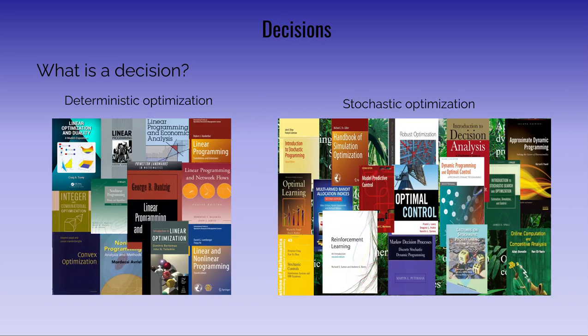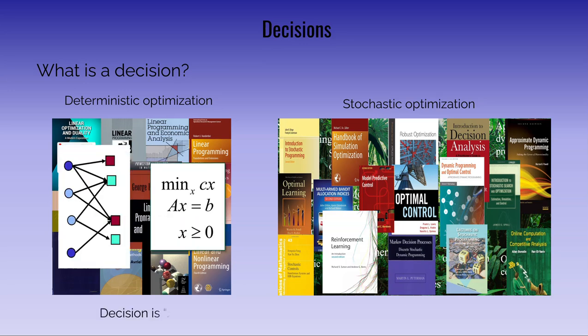So if you go to the academic optimization communities, on the left we have all these books on deterministic optimization. They all use a particular notation where X is the decision. And if you go to these people and say, what's your decision? Their answer would be, well, X. Now, these books don't deal with uncertainty.